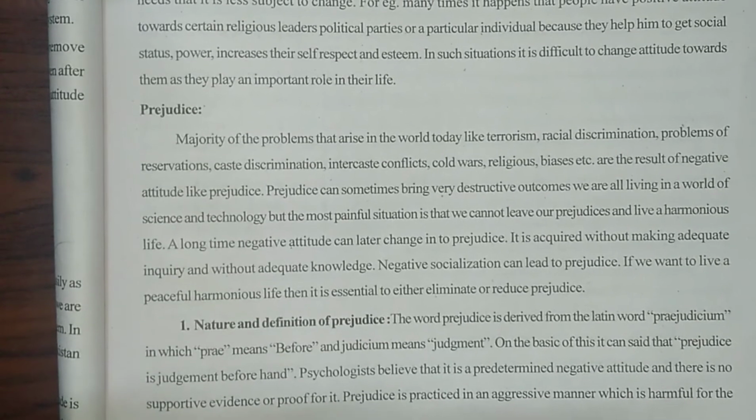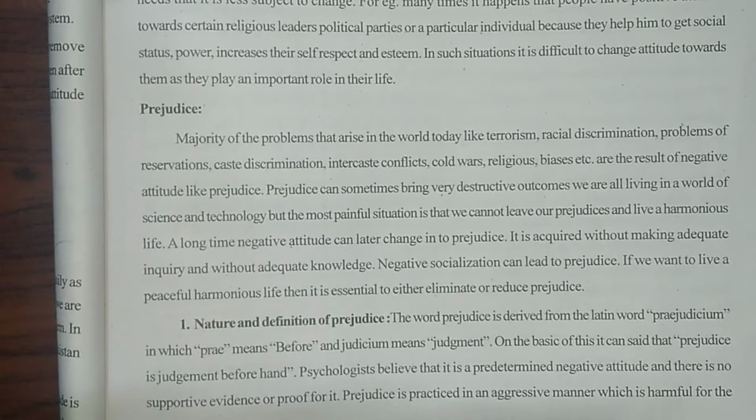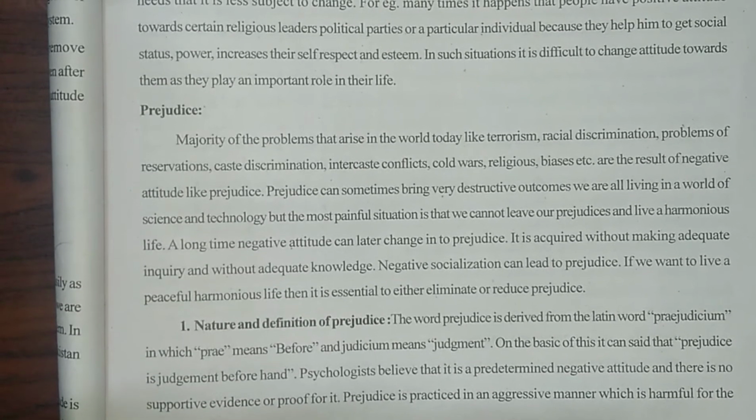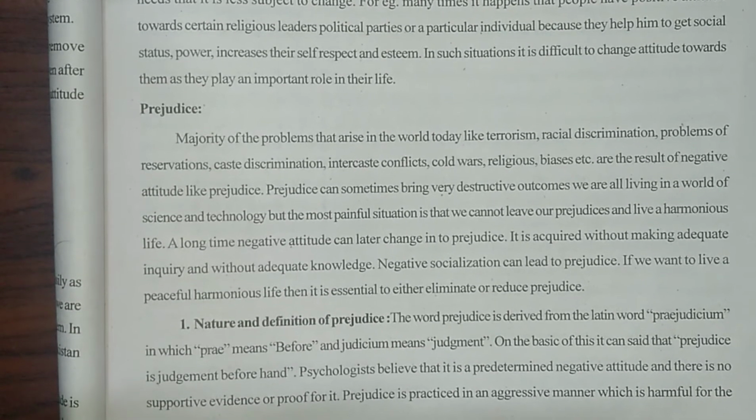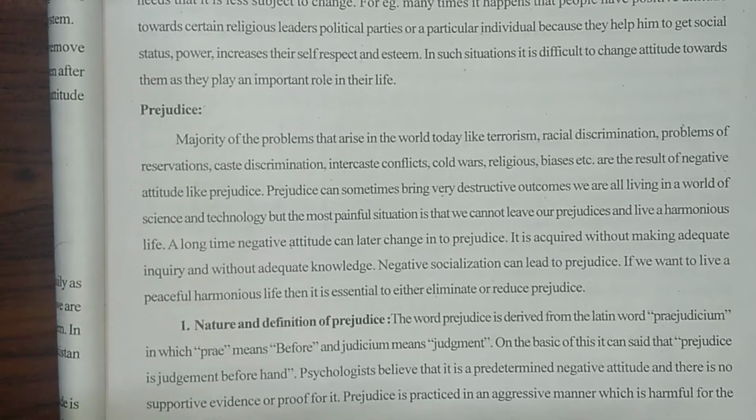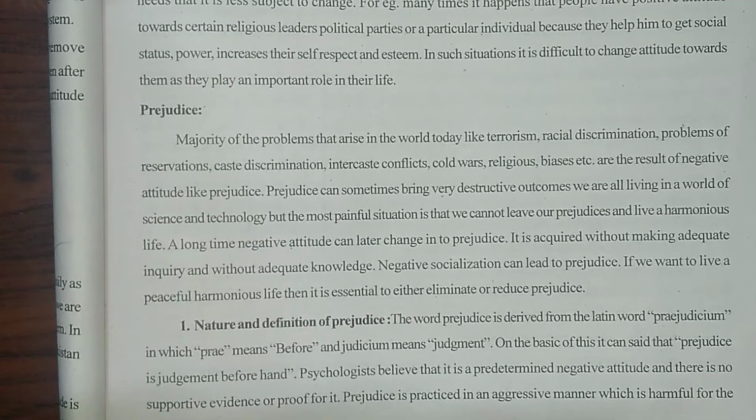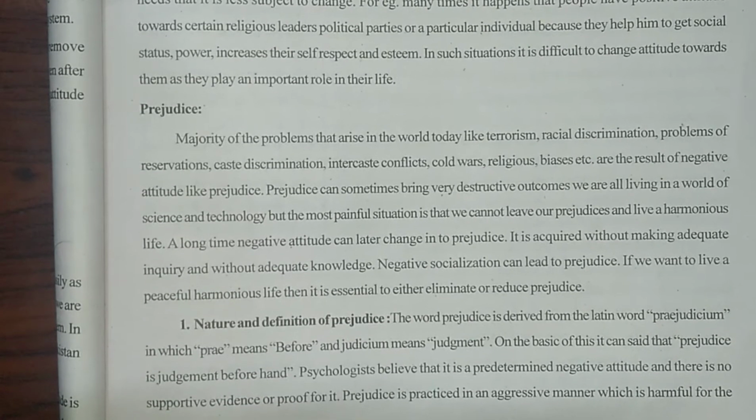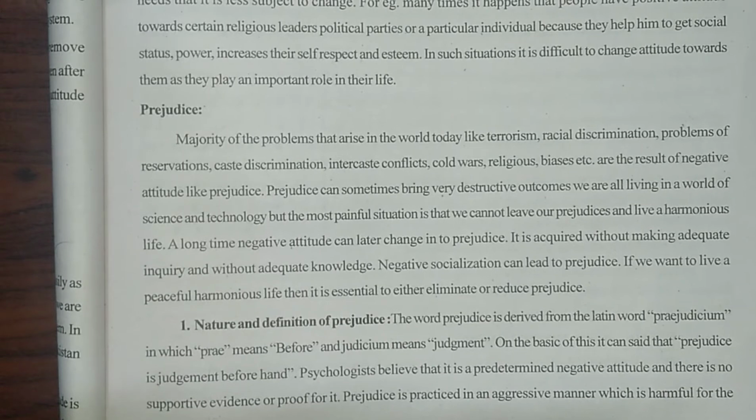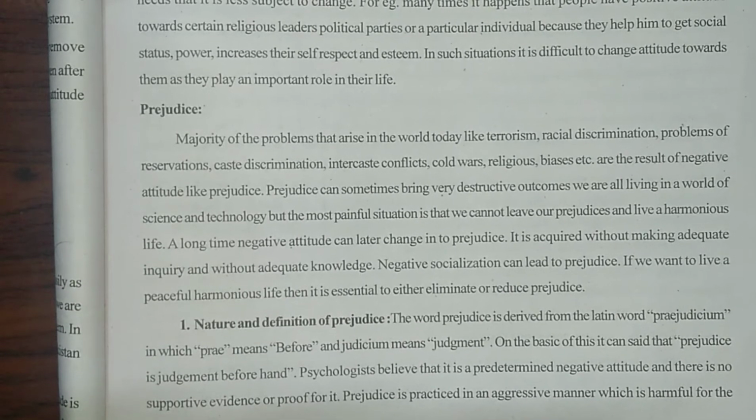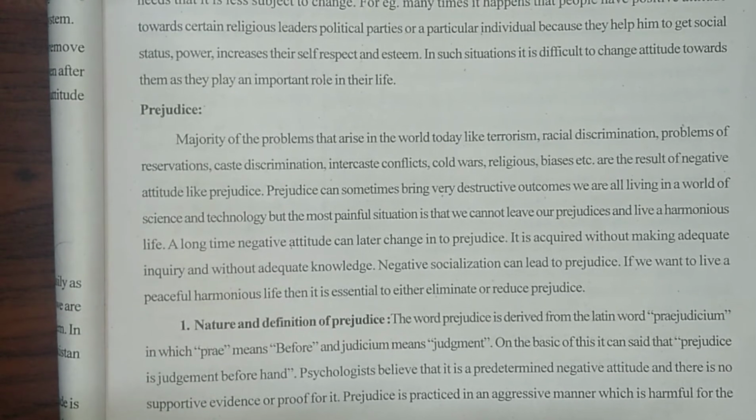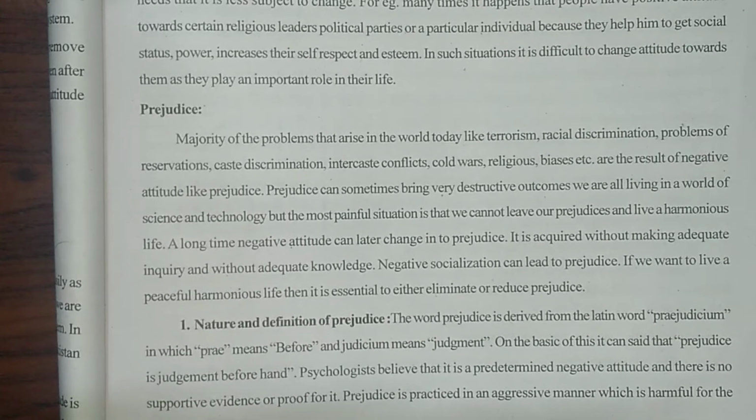Nature and definition of prejudice. The word prejudice is derived from the Latin word prejudicium, in which pre means before and judicium means judgment. On the basis of this, it can be said that prejudice is a judgment beforehand. Psychologists believe that it is a predetermined negative attitude and there is no supportive evidence or proof for it. Prejudice is practiced in an aggressive manner which is harmful for society.